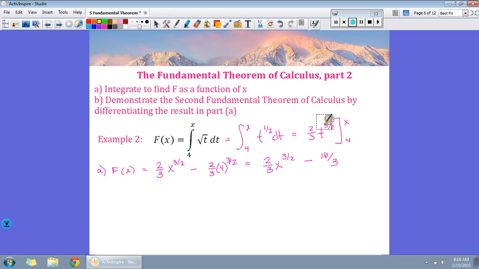So now for part B, we're going to differentiate the result of part A. And this derivative is 0. Multiply 3/2 times 2/3, that's 1, and then this becomes x to the 1/2, so the derivative is x to the 1/2, or the square root of x. As you notice, it's the same thing as this, but with an x.